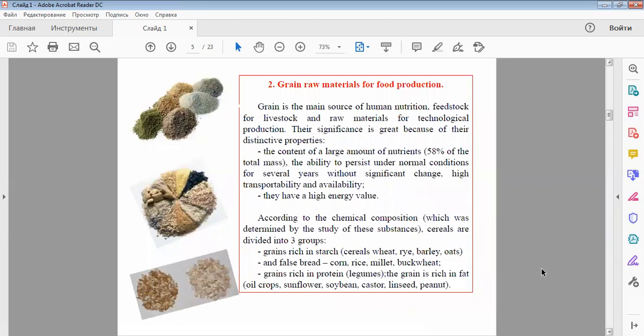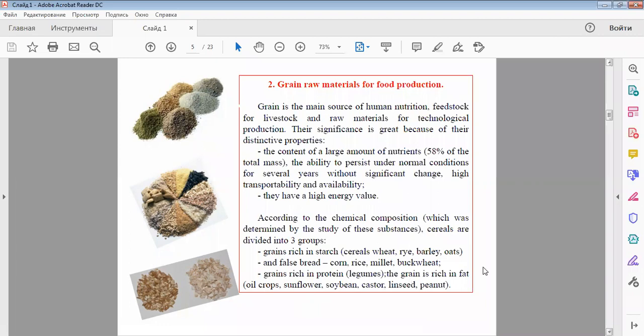Next, about the grain raw materials for food production. Grain is a main source of human nutrition, feedstock for livestock, and raw materials for technological production. Their significance is great because of their distinctive properties. These properties are a content of a large amount of nutrients, about 58% of the total mass, the ability to persist under normal conditions for several years without significant change, and the high transportability and availability. And the next property is they have a high energy value.